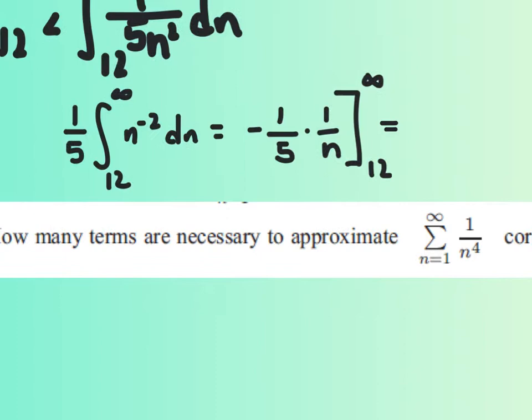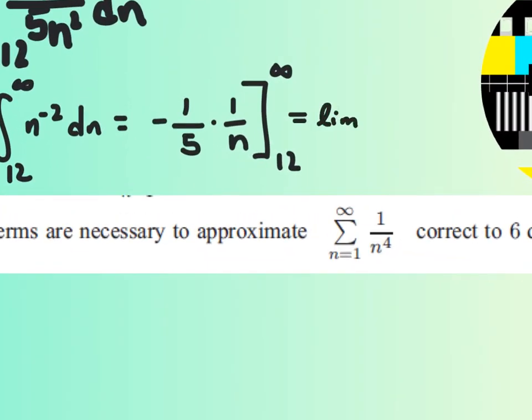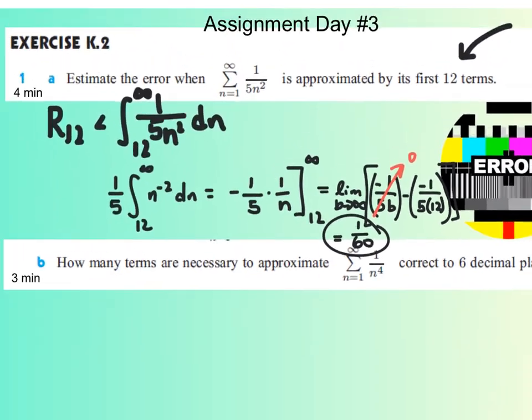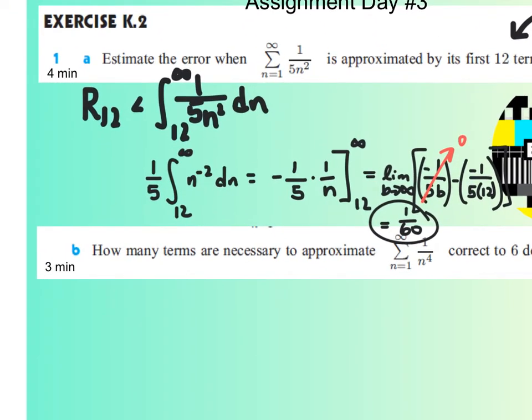So if we evaluate, we take the limit as b goes to infinity of negative 1 over 5b minus negative 1 over 5 times 12. So this, as b goes to infinity, goes to 0. And so we get, it looks like, 1 over 60. So an overestimate of the error would be 1 over 60.